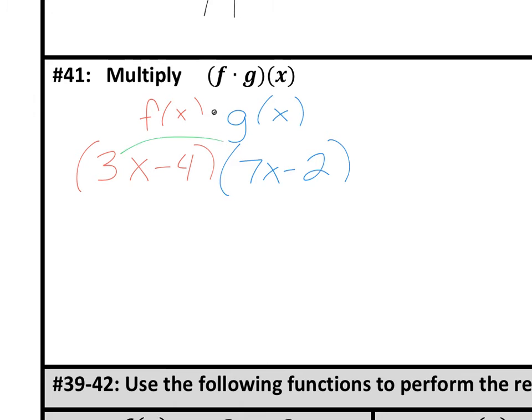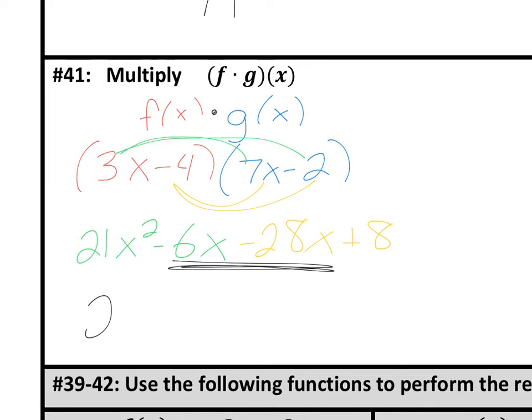We have 2 terms times 2 terms, so we're going to distribute. 3x times 7x is 21x squared. 3x times -2 is -6x. And then distribute the -4. -4 times 7x is -28x. And -4 times -2 is +8. From here, combine like terms there in the center, and we end up with 21x squared minus 34x plus 8.